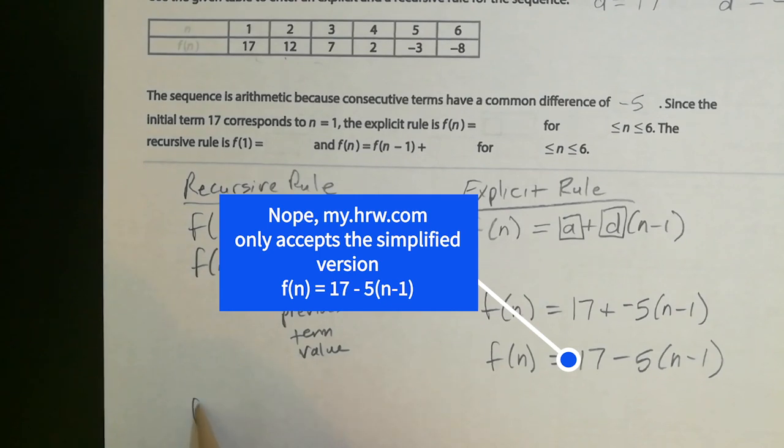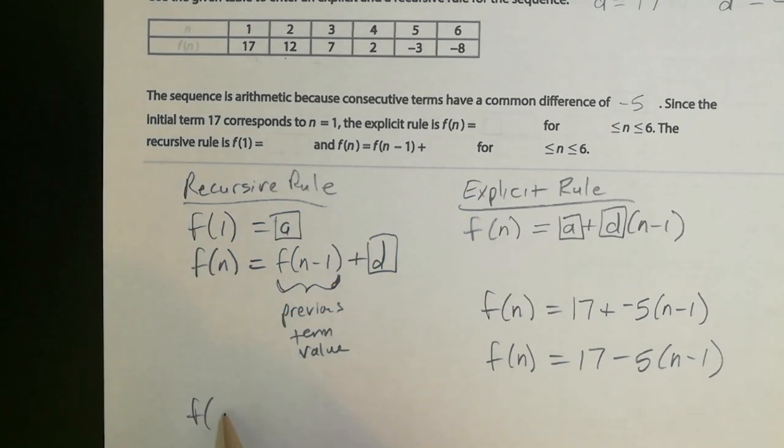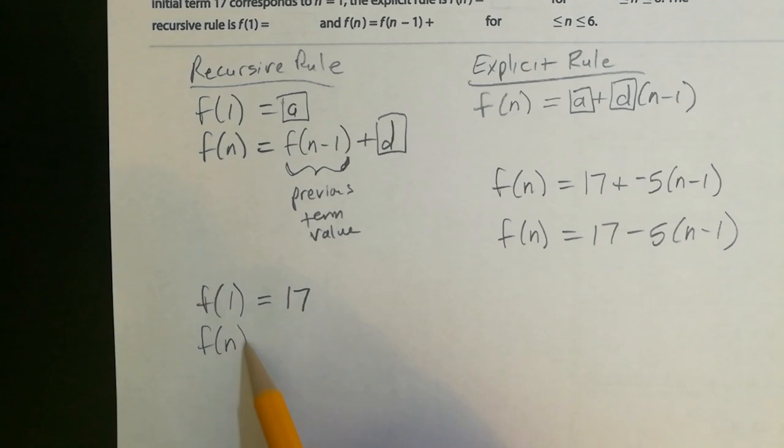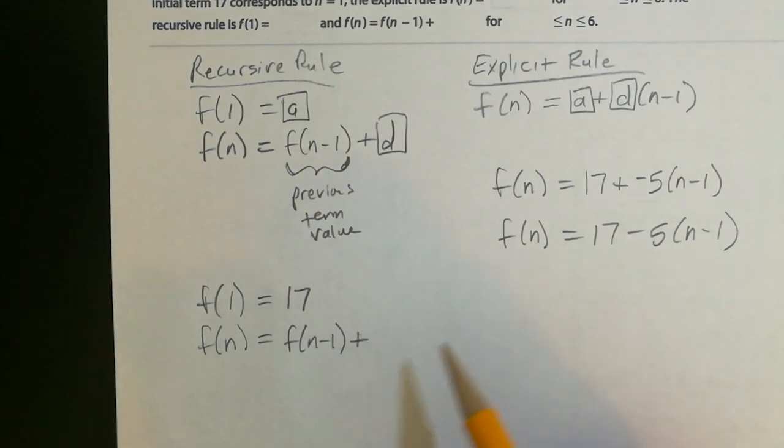All right, so the recursive rule would be f of 1 equals the first term, which is 17. All right, and then f of n equals f of n minus 1 plus the common difference.